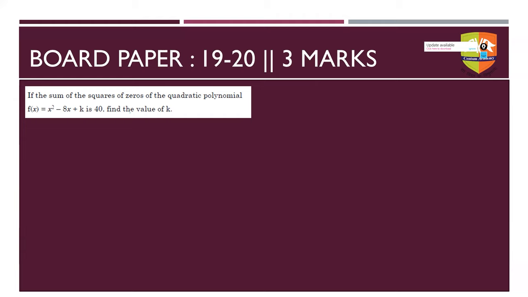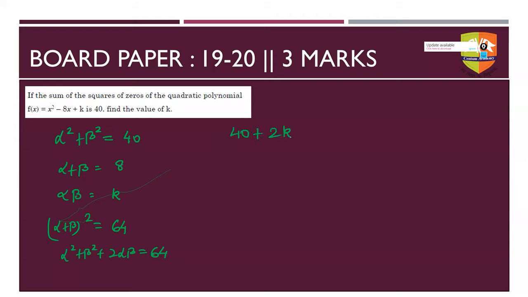If the sum of the squares of zeros of the quadratic polynomial f(x) is 40, so squares of zeros, so alpha square plus beta square is 40. This is given. What is alpha plus beta? 8. What is alpha beta? k. So alpha square plus beta square, you have to find out. If you square this, alpha plus beta whole square is equal to 64. That is alpha square plus beta square plus 2 alpha beta is equal to 64. So alpha square plus beta square is 40 plus 2 alpha beta is 2k is equal to 64. So 2k is equal to 24. So k is equal to 12. Very good, 3 marks.